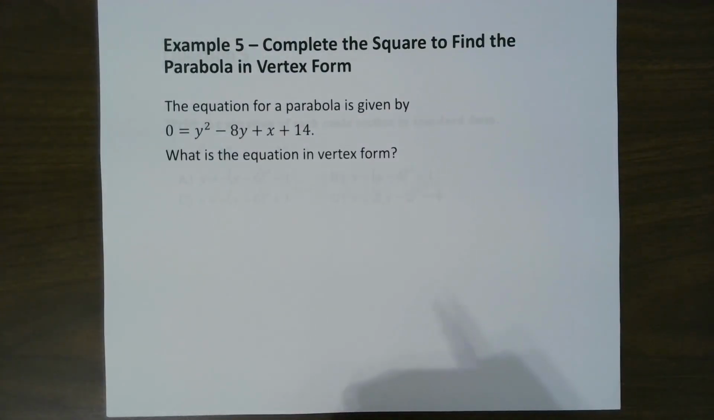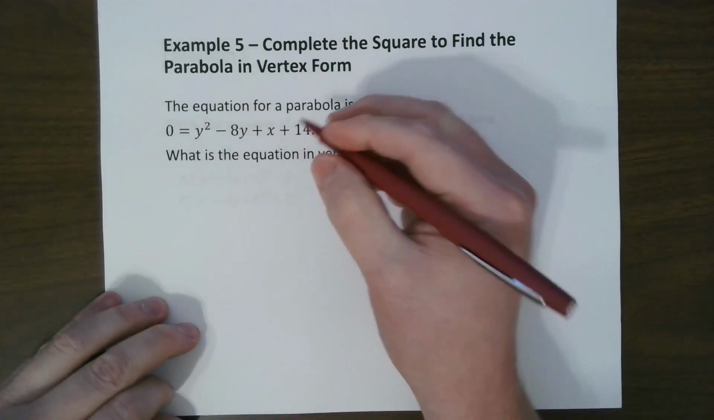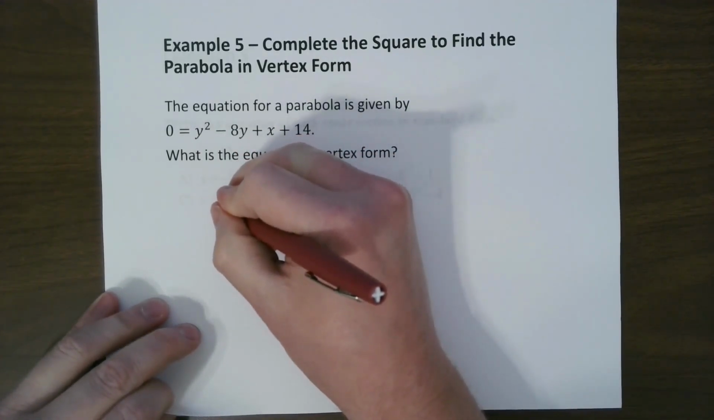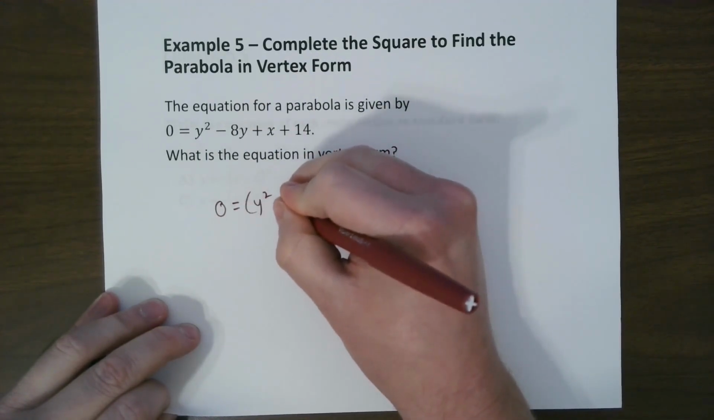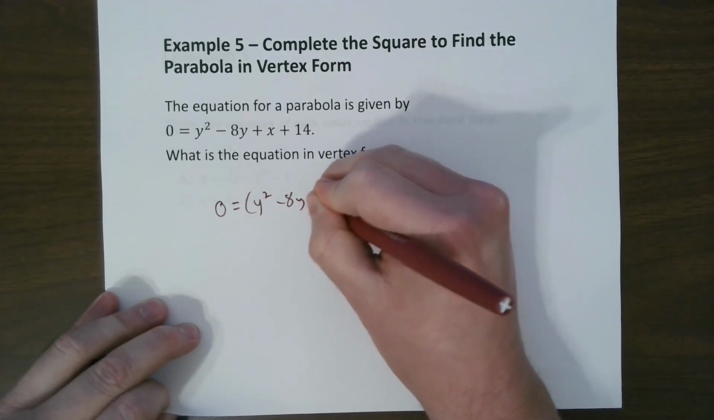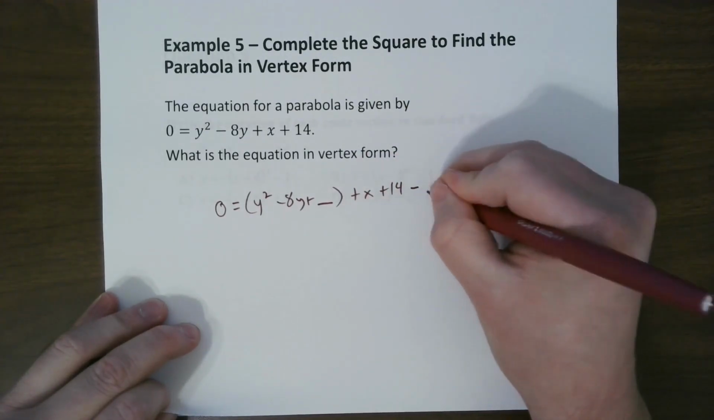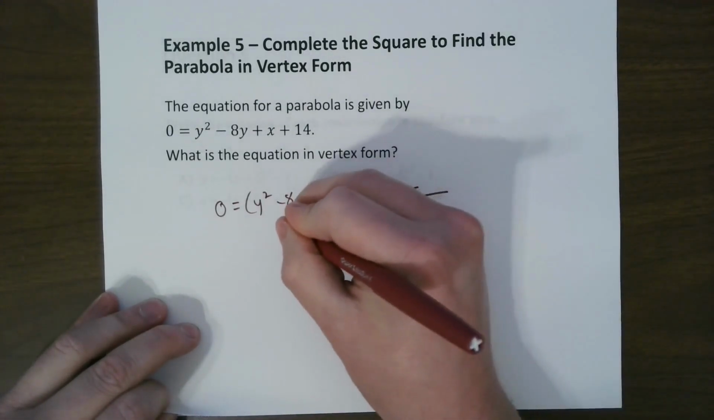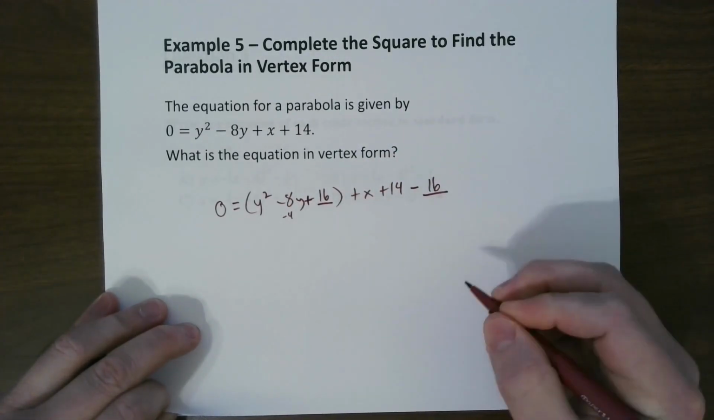Okay, so how do we write the equation in vertex form given the general form equation? This is going to be a little weird, but basically we focus on the y's right here. So 0 equals y squared minus 8y plus blank, plus x plus 14 minus blank. And what we do is complete the square. Half of negative 8 is negative 4, so this would be 16. We're going to add 16 and subtract 16.